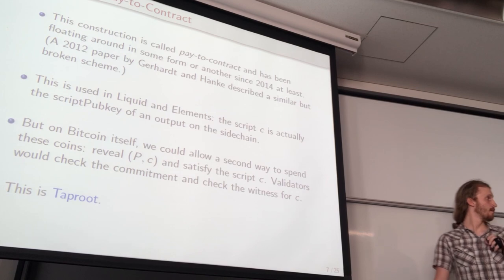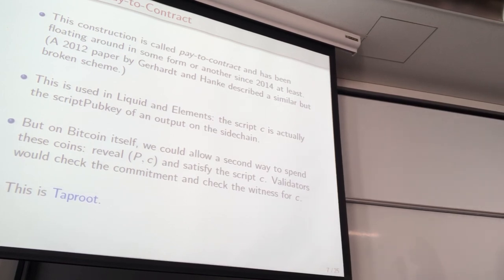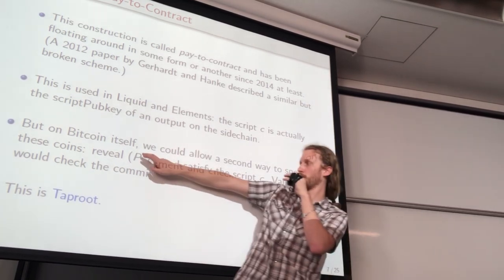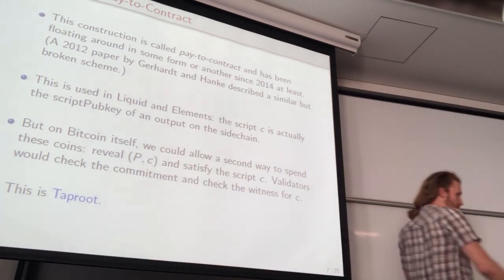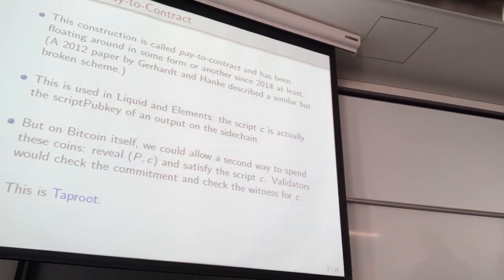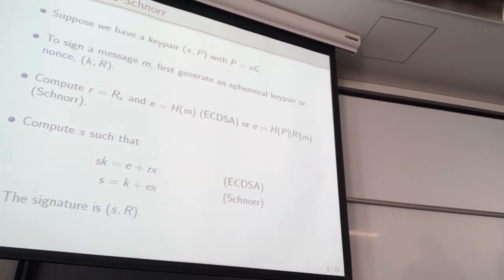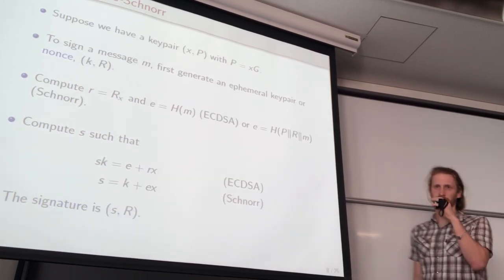And clarification, is that P prime or P? Reveal P? I guess that should be P prime. Yep, thanks. So to be consistent with the previous slide, there should be a prime there. P itself is public, that's part of the output. Okay, now let's talk about signatures.